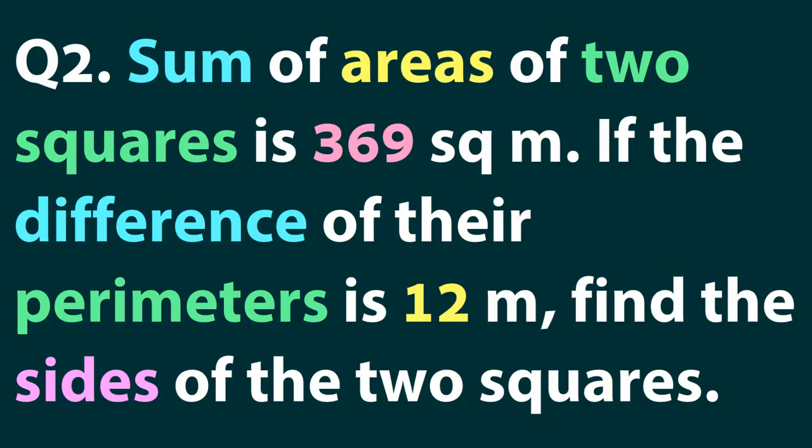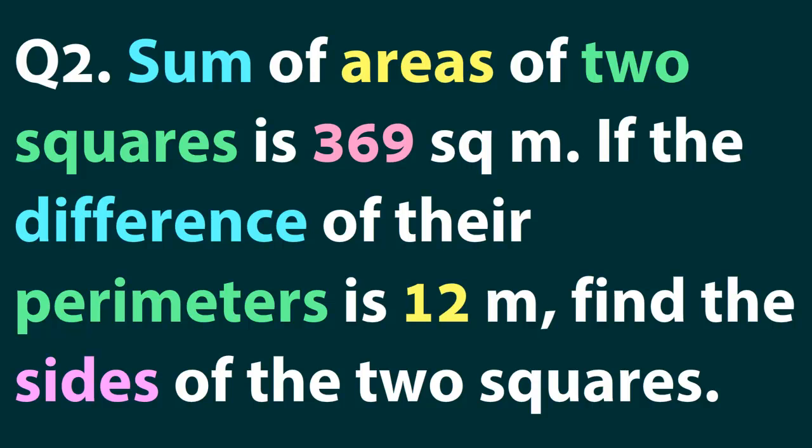Let's find out how we solve this question. The sum of areas of two squares is 369 square meters. If the difference of their perimeters is 12 meters, find the sides of the two squares.